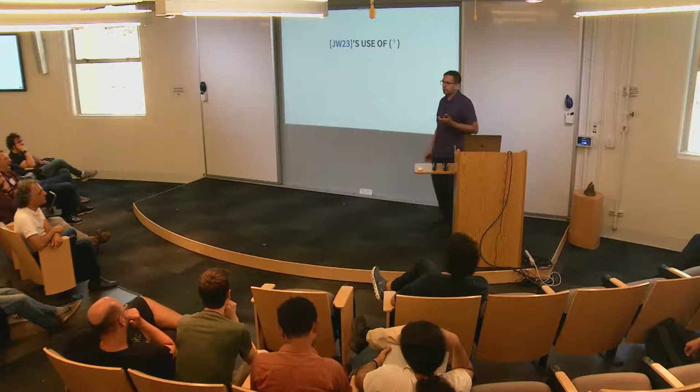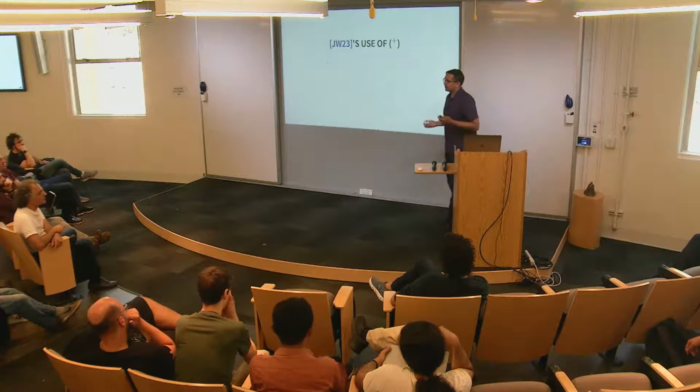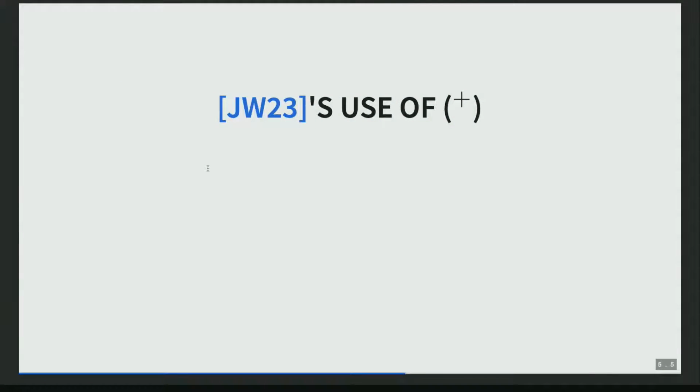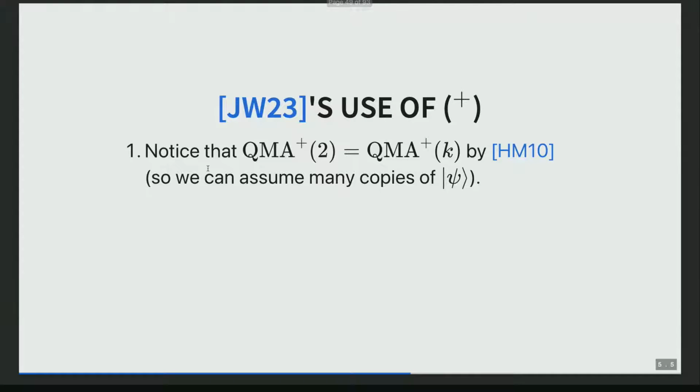So I'll walk you through how Jeronimo and Wu use this assumption, and I'll present the key point, at least from our perspective. First, notice that QMA 2 plus and QMA K plus are equal with some constant gap. Not all gaps, of course, but for some constants. You can see this by walking through some of the Harel-Montanaro steps. Not all of the steps work, but some of them do. That gives you this. So you can assume now that you have many copies of a state with non-negative amplitudes.